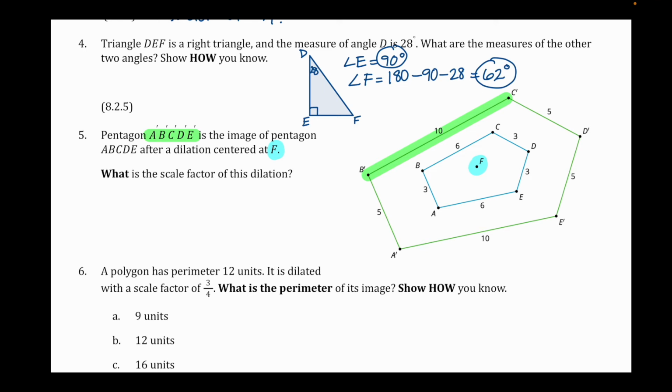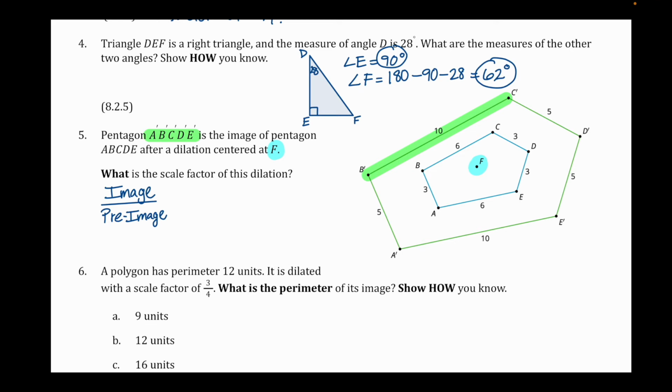They want to know what is the scale factor of this dilation. So in order to find scale factor, we are going to take image and divide something from our image, or our new one, by something from our pre-image, or our original. I think in the last one I called it copy divided by original, but same thing with image and pre-image.